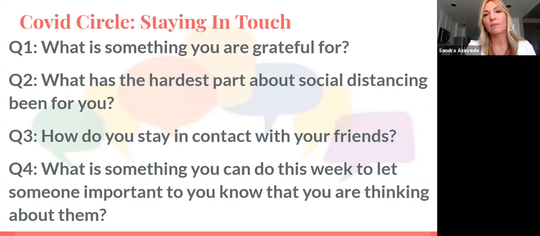So here's an example of a COVID circle conversation that might be something you would want to consider early in the meeting. What is something you are grateful for? What has been the hardest part about social distancing for you? How do you stay in contact with your friends? And what is something important you can do this week to let someone important know, I think there's a typo there, know that you are thinking of them. So that's an example of a COVID circle. And again, it starts out with a certain type of question, and then it moves into something more deep.